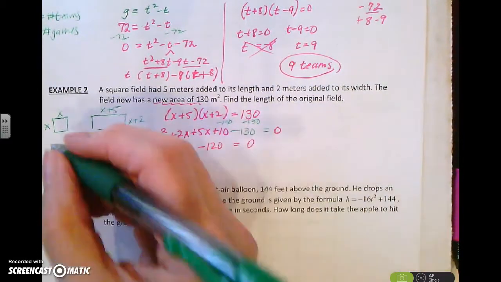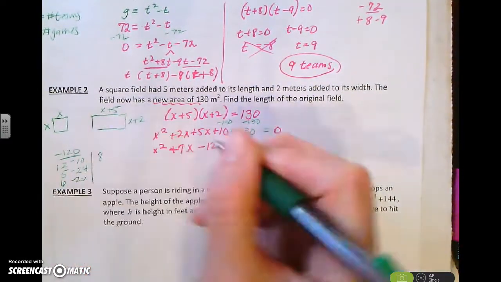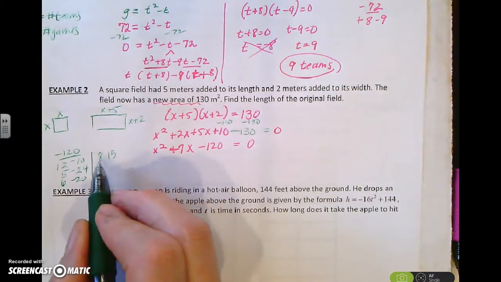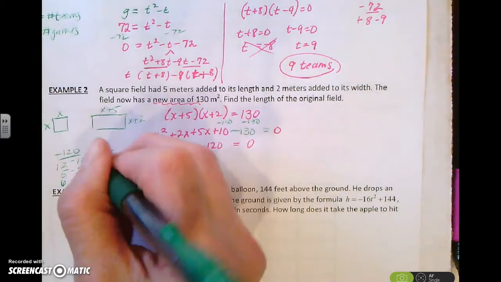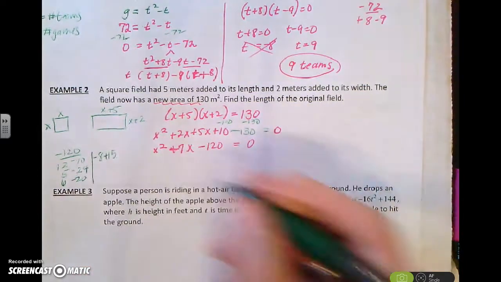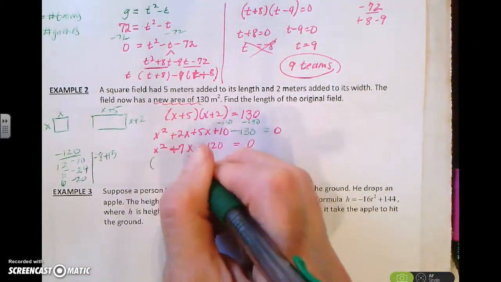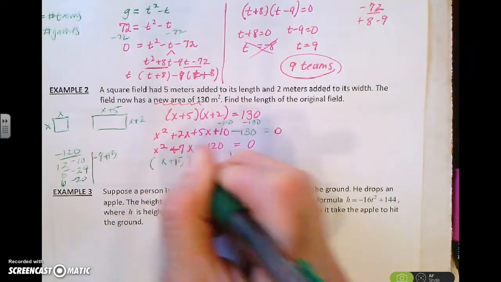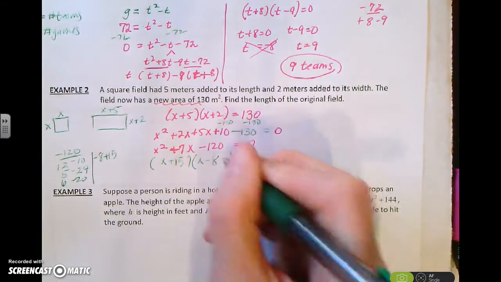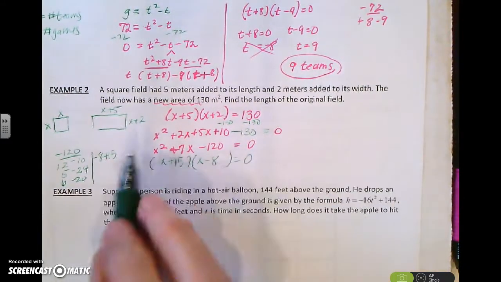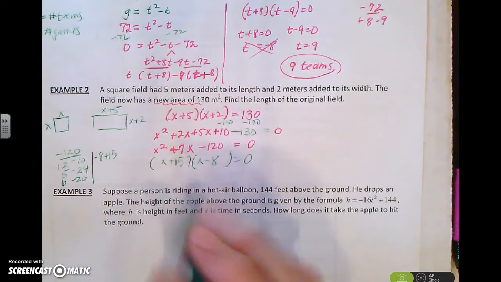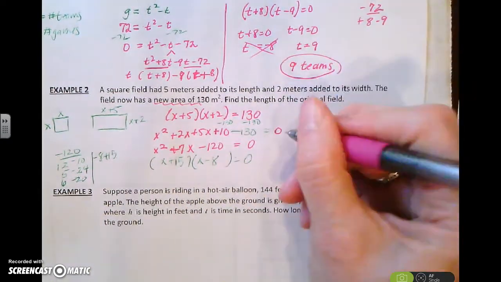Another number that will go into it is 8. So 8 goes into it 15 times. And there's going to be my difference of 7. So I have a minus and a plus. I'm going to do the shortcut method this time. So I'm going to have x plus 15 and x minus 8 is equal to 0. So remember, we can do the shortcut as long as this front number here is a 1. So I get x plus 15, x minus 8.